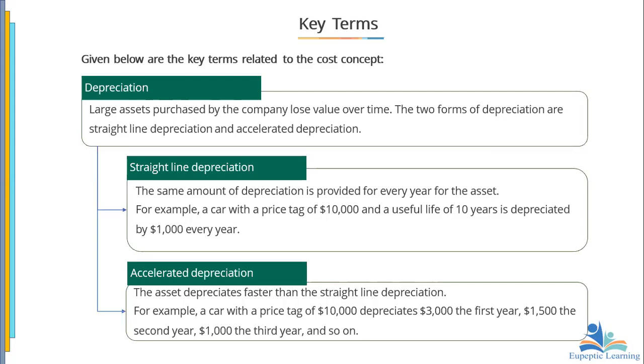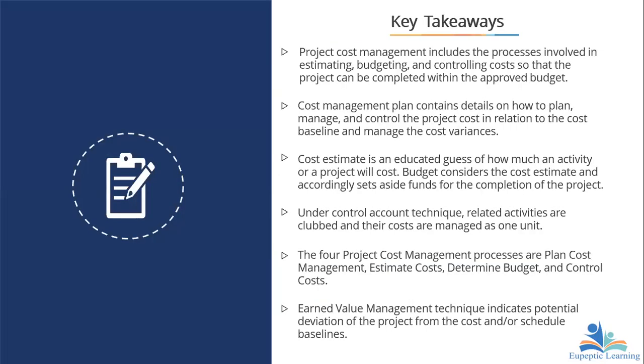Then we have accelerated depreciation. The asset depreciates faster than the straight line one. So here we're looking at a car with a price tag of 10,000 but it depreciates at 3,000 the first year, 1,500 the second year, and 1,000 the third year. These are areas that the finance gurus do. So you as a project manager don't really do that, unless maybe you are a finance person.